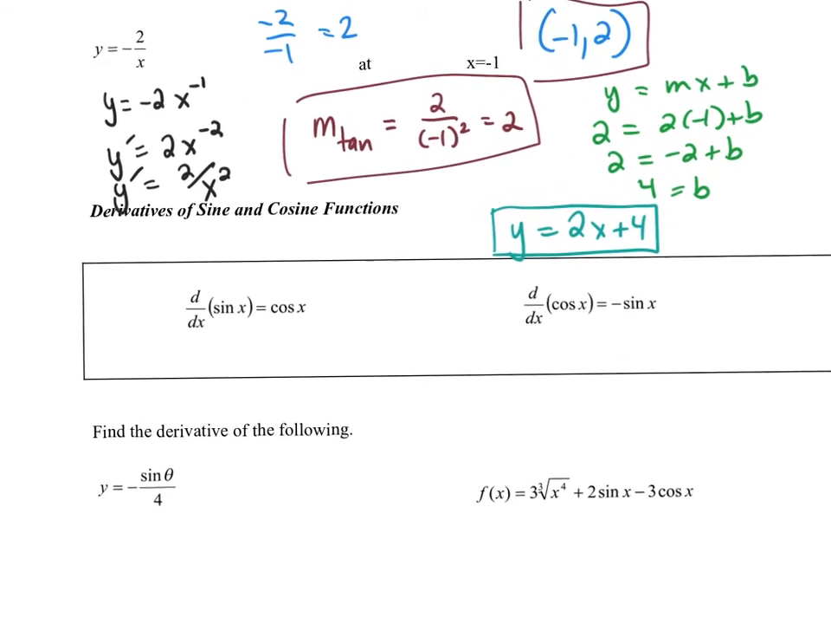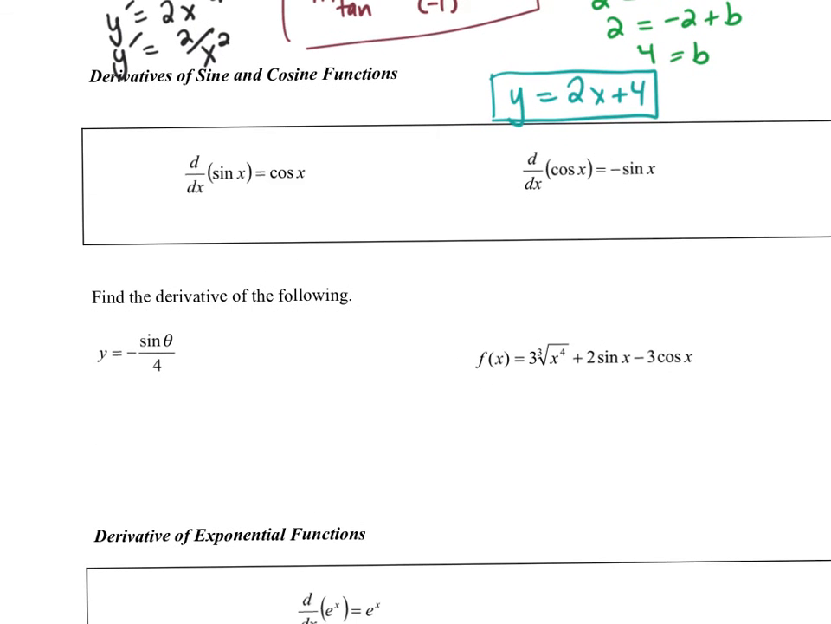If I look at problems like this, if I have y equals negative sine theta over 4, remember, this is basically y equals negative 1/4 sine theta, because I can rewrite the 4 as a fractional constant out front. So if I do dy d theta, the derivative of y with respect to theta, it would just be negative 1/4 cosine theta, because constants out front don't change. And then the derivative of sine is just cosine. So that's a pretty nice rule.